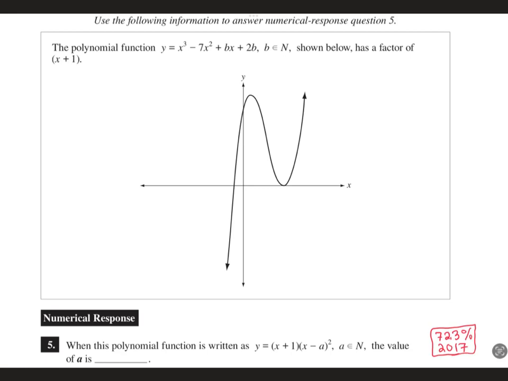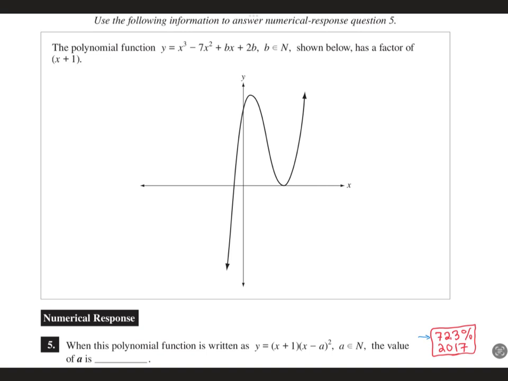Alrighty, let's take a look at this question. So this question was on the 2017 Math 30-1 Diploma in Alberta, Numerical Response 5. At that point in time, 72.3% of the province of the ones who wrote it got it right. So let's take a look at this one.